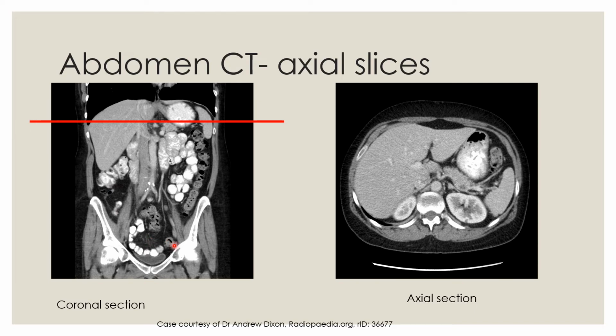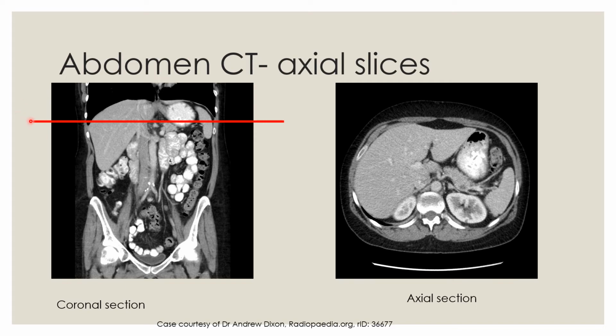The patient has also been given intravenous contrast, and you can see that because the abdominal aorta here is well opacified, as is the inferior vena cava. This intravenous contrast has gone into the liver, and the spleen has enhanced, so it made it look a bit brighter.